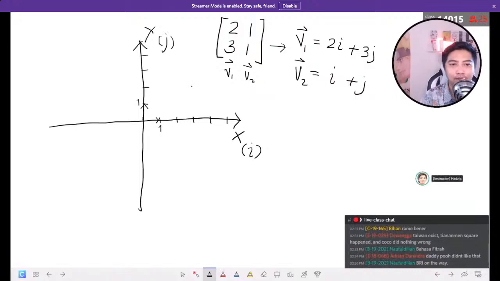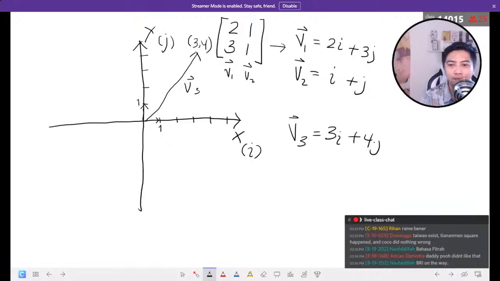Vektor yang ketiga katakanlah, yang paling gampang dulu. Misalkan gini. Kita punya titik 3,4. Oke. Ini vektor yang di sini ya, vektor yang agak pencong. Vektor yang ketiga. V3 itu kita representasikan di sini berarti sebagai 3i plus 4j.